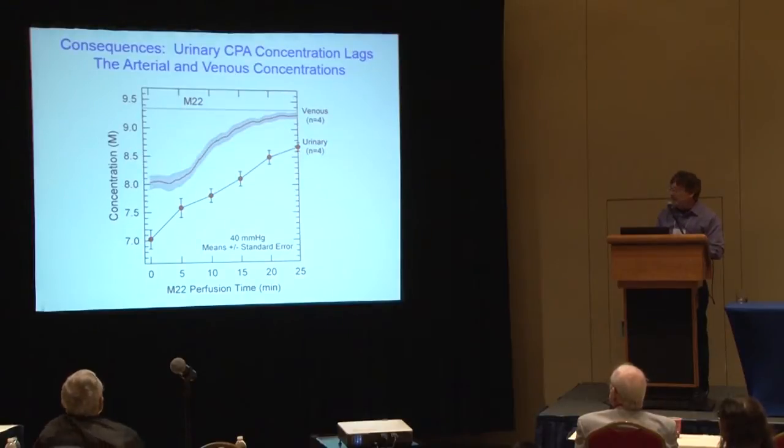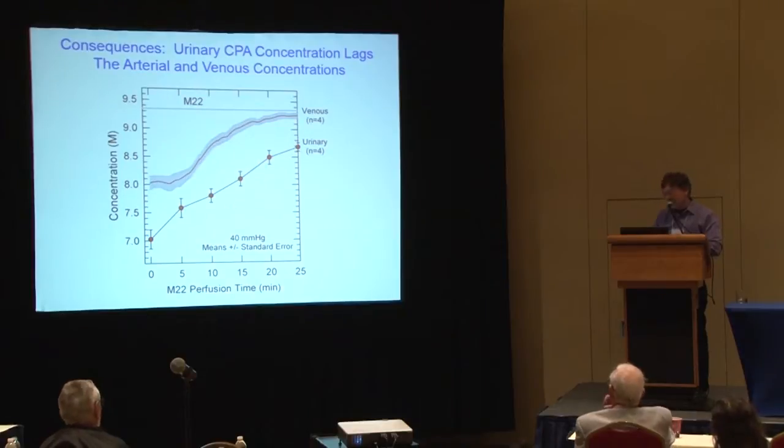As a result of this, if you look at what's going on in the urine coming out of the kidney, it lags a great deal behind the venous concentration, which of course lags a great deal behind the concentration of M22. And it's the concentration that we'd like to see in the urine and in the tissue itself. And it turns out the tissue is lagging even a little bit behind the urine in some cases.